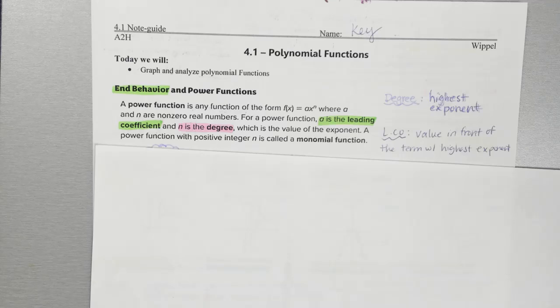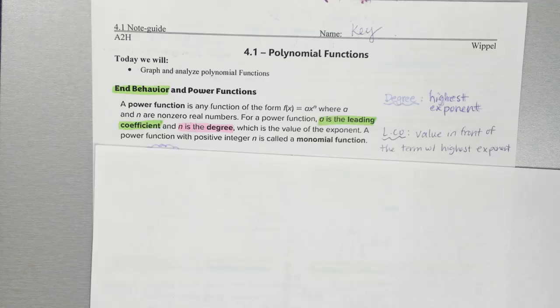All right, so in chapter 4, we're going to be looking at polynomial functions. And today we're going to graph and analyze those functions. So the first thing we're going to talk about is the end behavior and the power function.